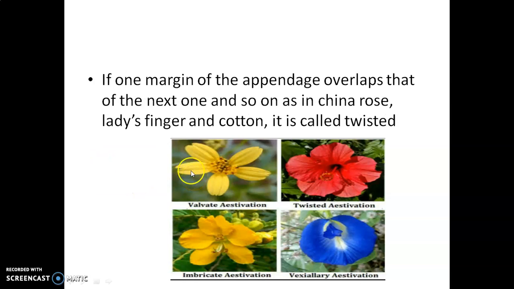Okay, then next one, twisted. Yeah, hibiscus is an important example, China rose. Here, one margin of the appendage overlaps the next one. Here, one will overlap another, this overlaps the next one, like that. Twisted arrangement. In China rose, lady's finger and cotton, we can see twisted aestivation.